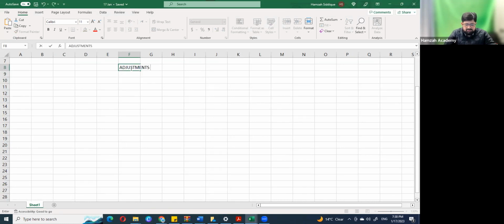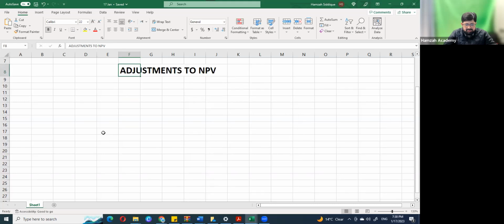Adjustments to NPV, net present value, pro forma. The first adjustment is that of inflation.